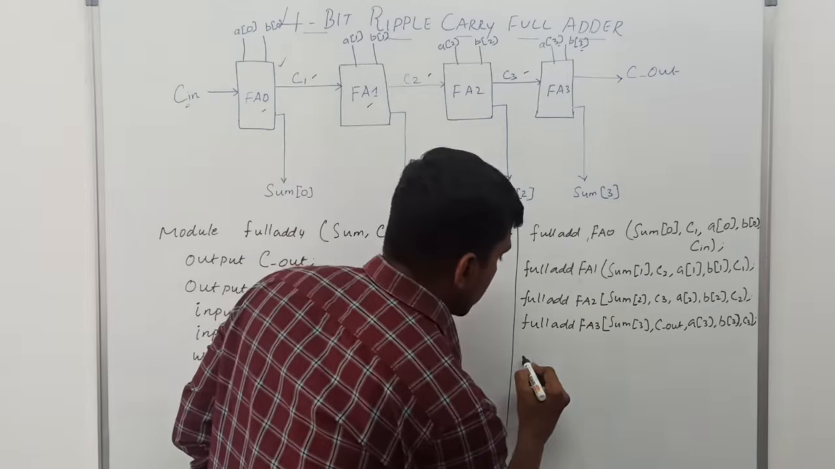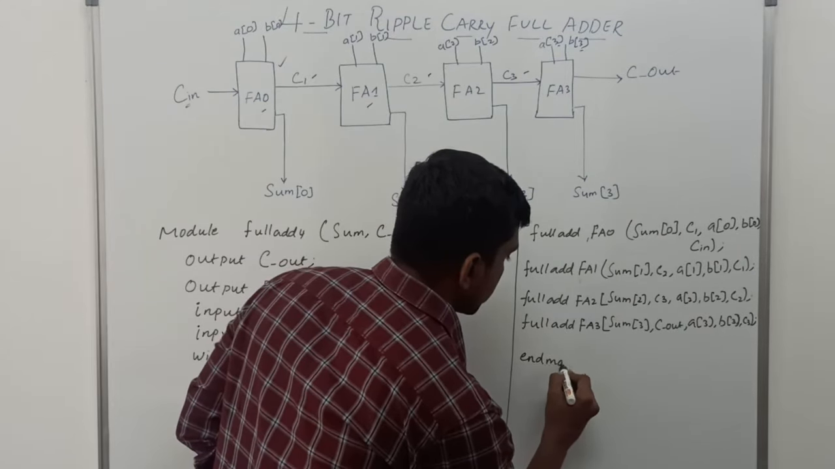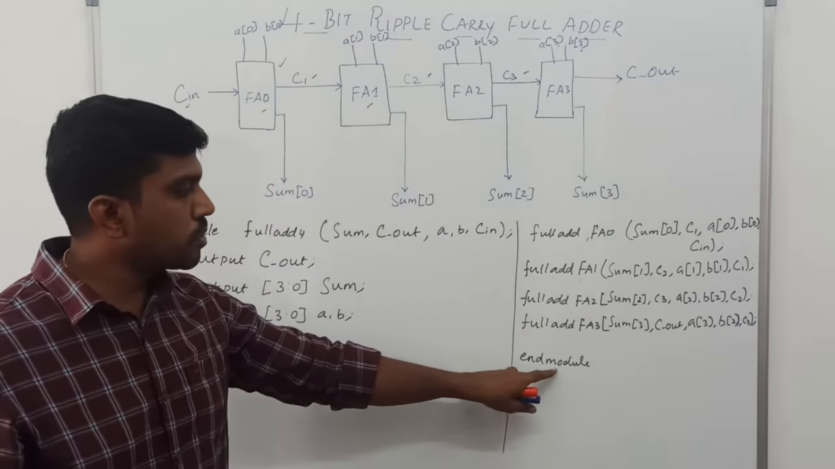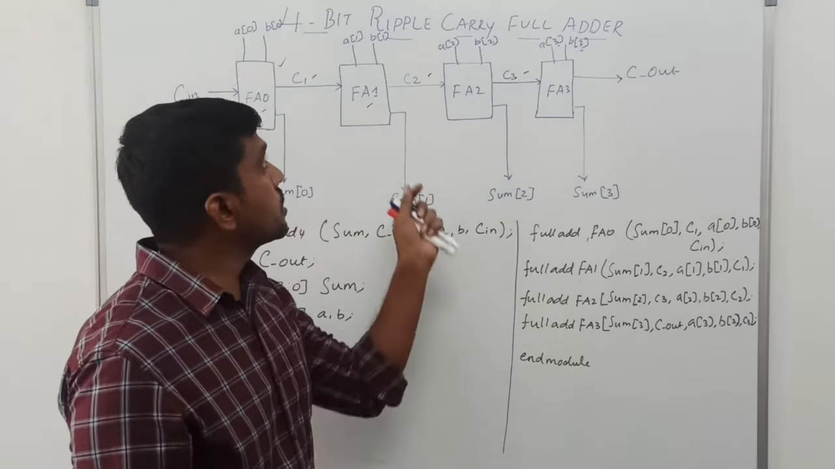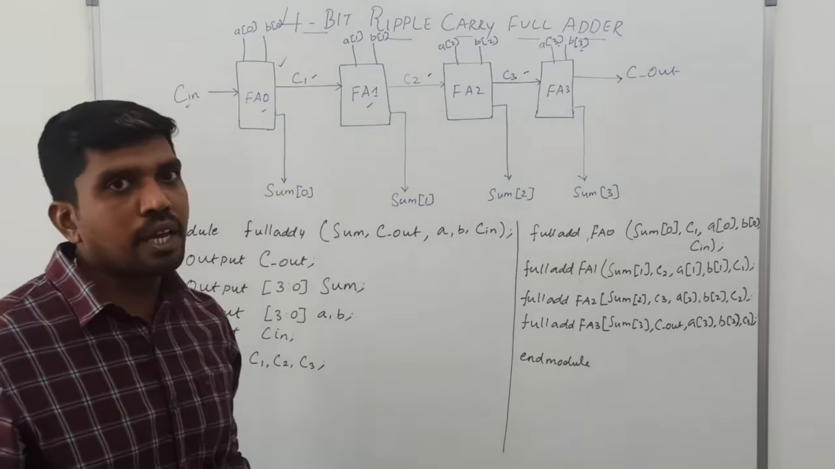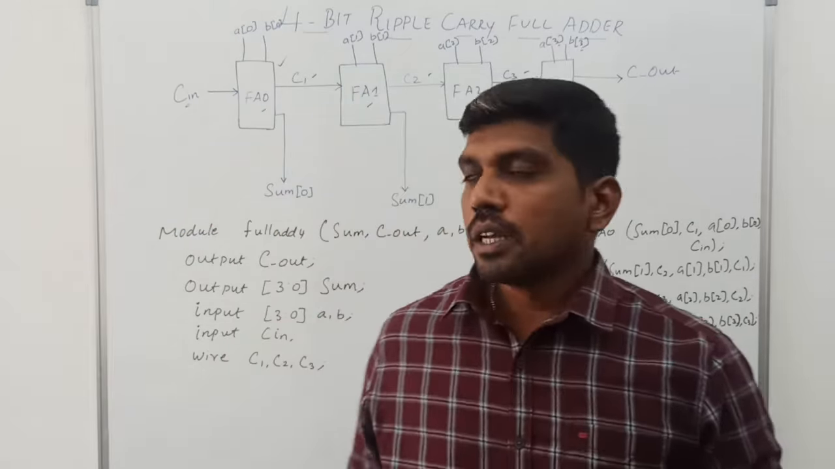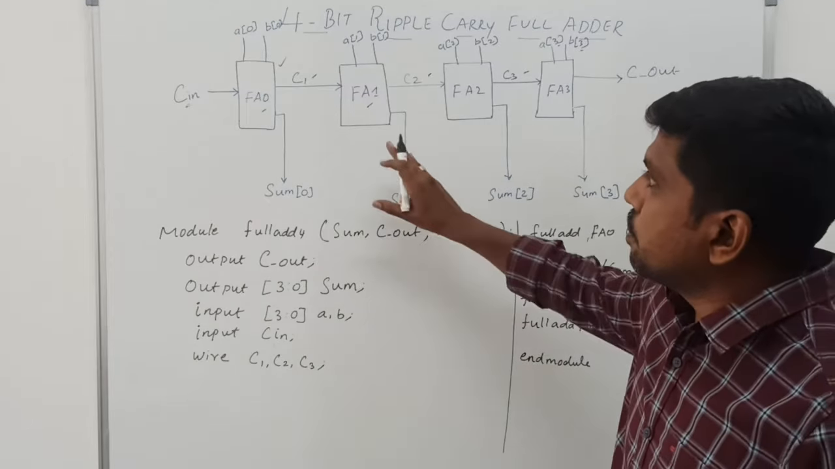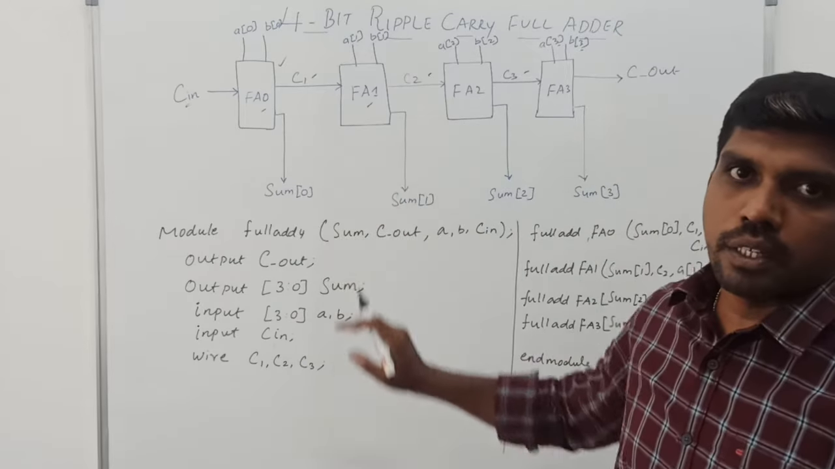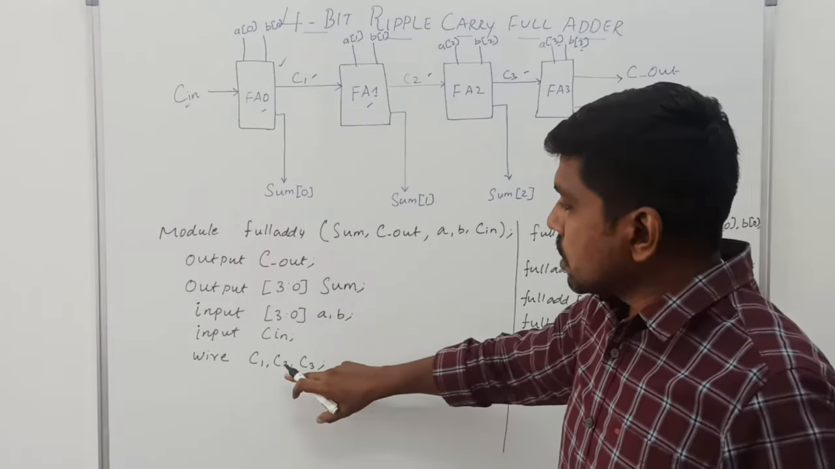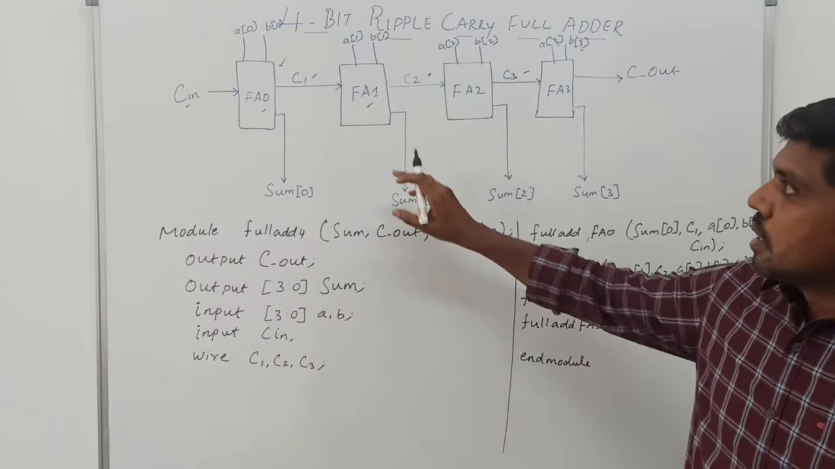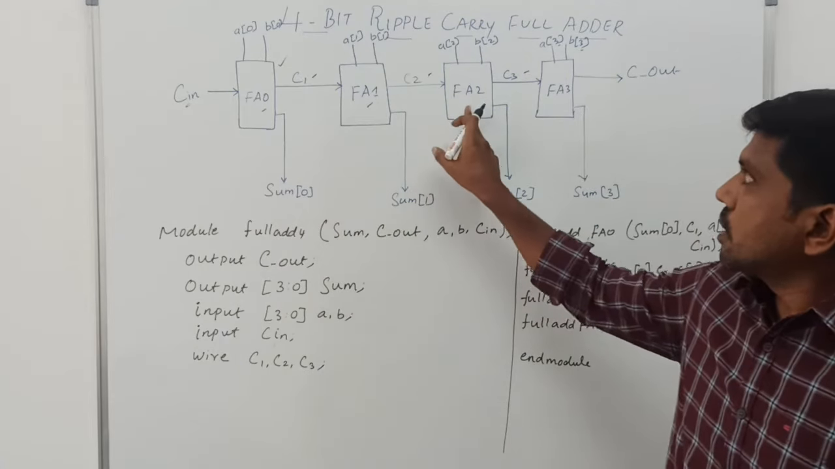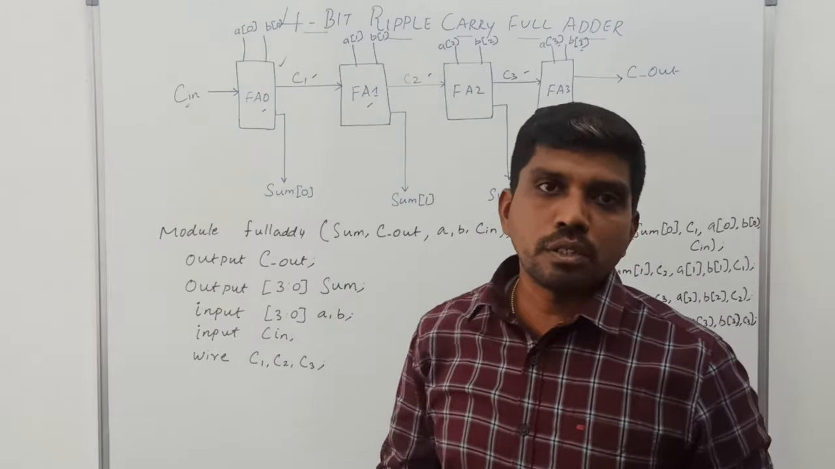The final step is end module. After declaring all the functions, finally you pass the end module command. This is the simple program of the 4-bit ripple carry adder. First you draw the block diagram. Based on the block diagram, you assign the input and output signals, whether vectored or non-vectored. Then you declare the wire signals. After that come the full adder declarations, first, second, third and final. Finally you pass the end module.